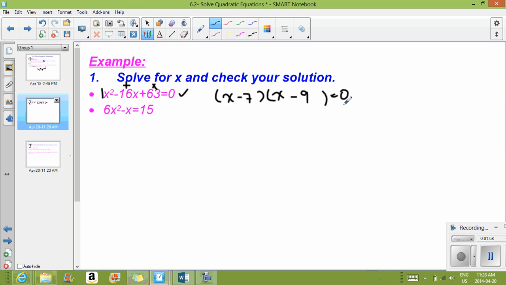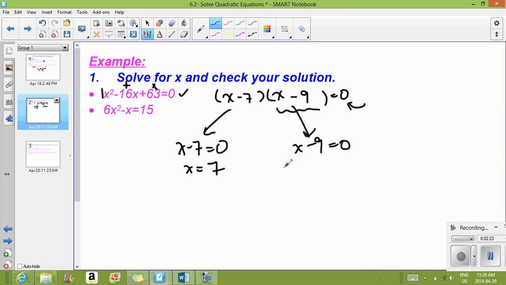Now, what does this mean in order to solve when it equals 0? Like we said before, if this bracket is 0, 0 times x minus 9 will still give 0. Or if this bracket is 0, 0 times x minus 7 will also give you 0. So we can set each bracket equal to 0, x minus 7 equals 0, and x minus 9 equals 0. So if we rearrange this now, x equals 7 and x equals 9. And so those are solutions to this equation.